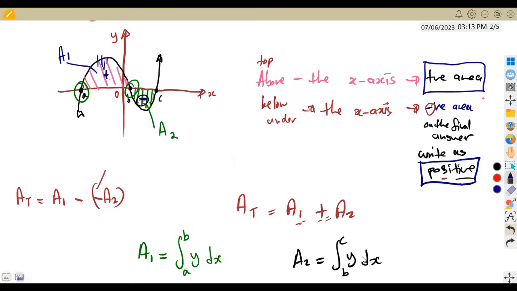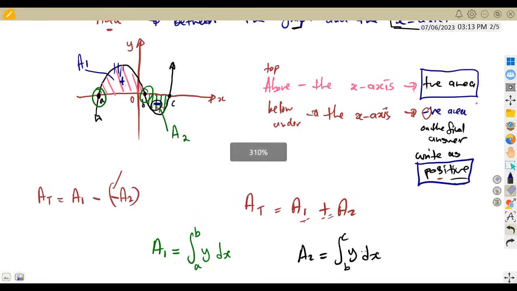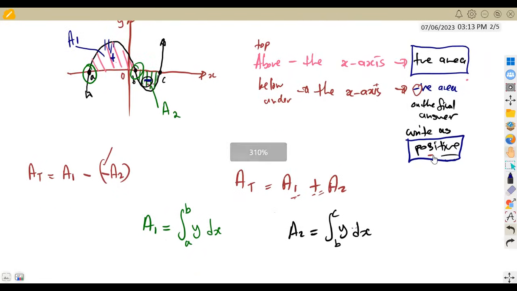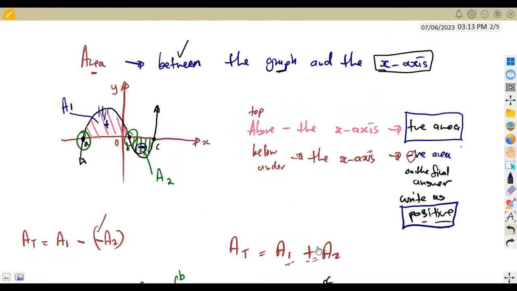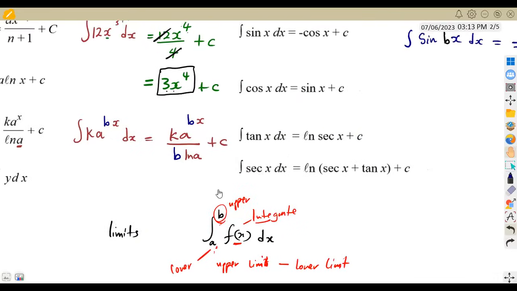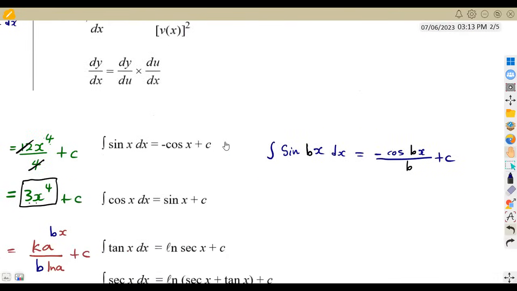So like I said, if you calculate this one, because it's in the negative region, it's below the x-axis, you are going to get a negative answer. Then write it as a positive, add to this one, you've got the total area. All right, so this is what you're going to have. The whole of our integration lies on what I have explained right now.